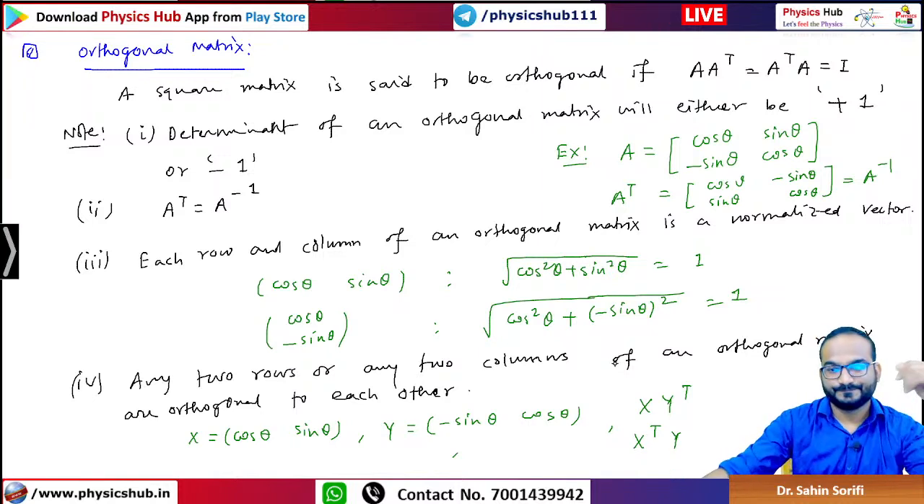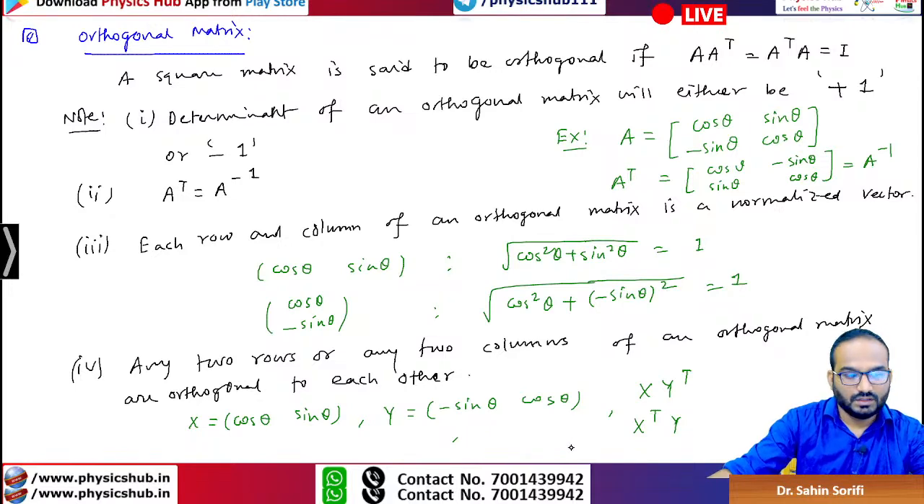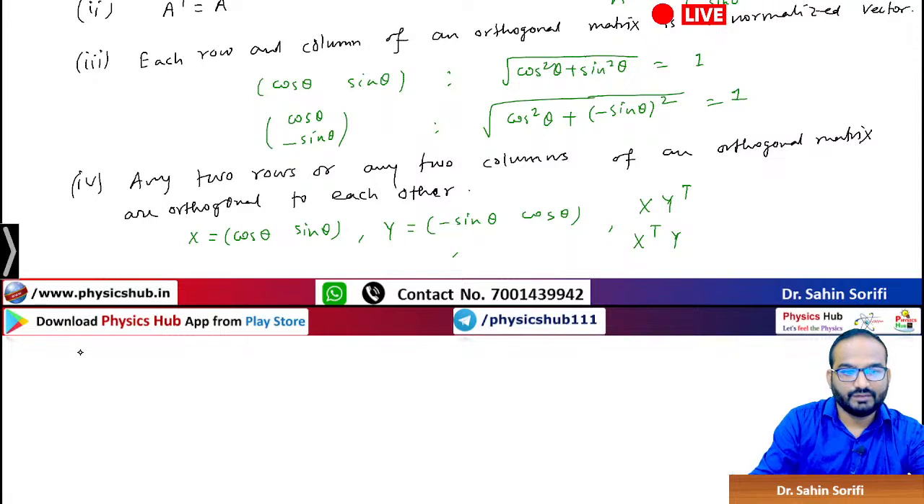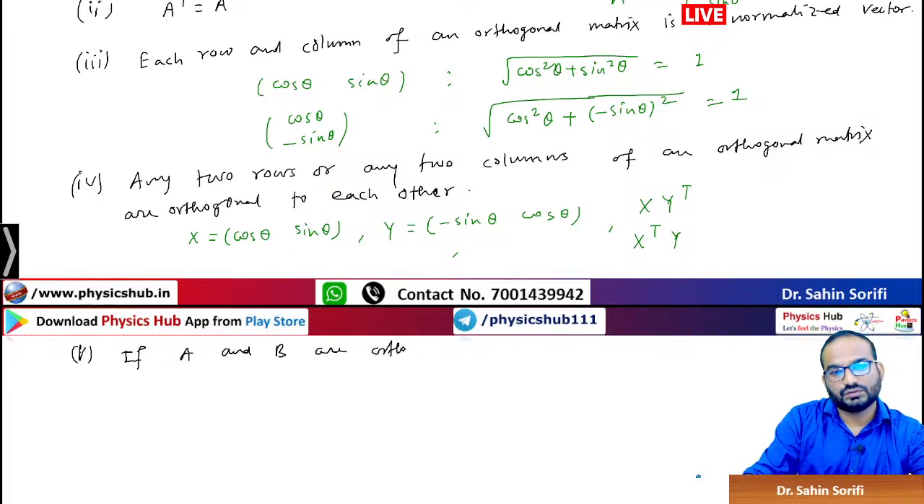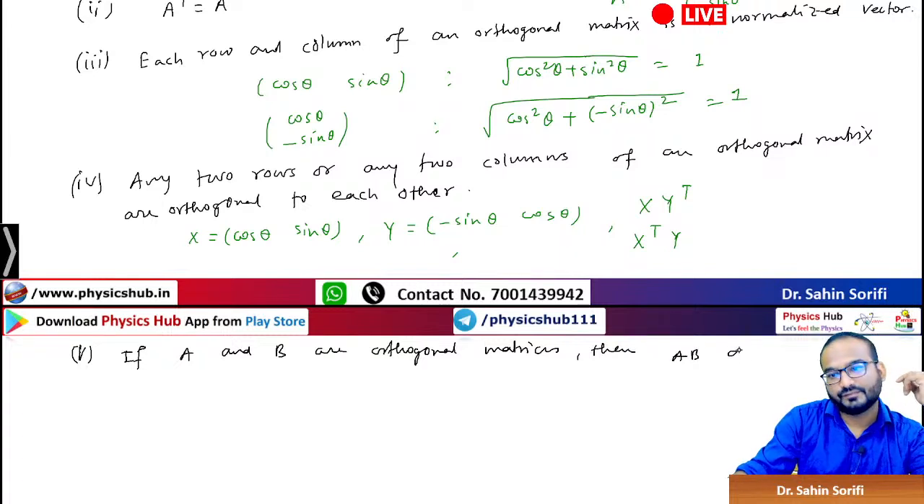Fifth property: if A and B are both orthogonal matrices, then AB and BA will also always be orthogonal.